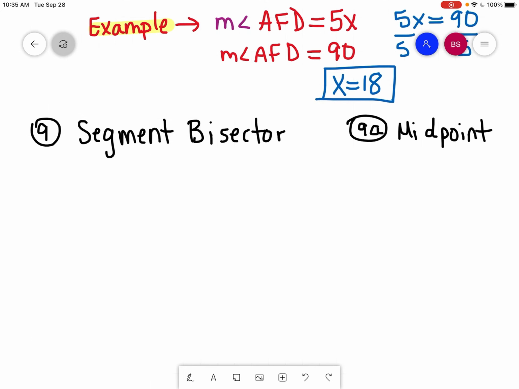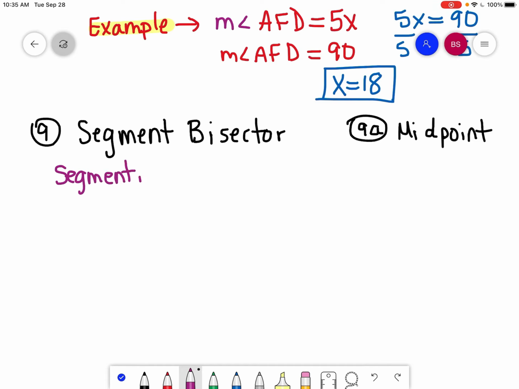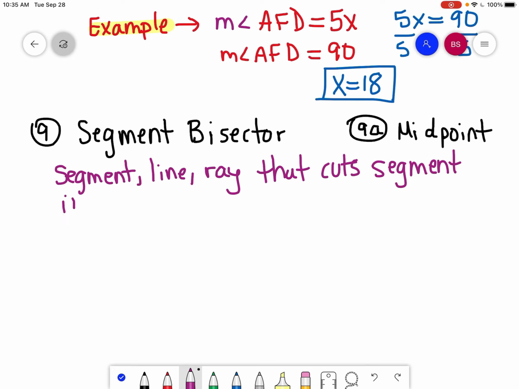All right, let's do the next word. Segment bisector. Okay, a segment bisector is a segment, line, or ray that cuts a segment into 2 equal parts. So sorry, long definition. Okay, segment bisector.